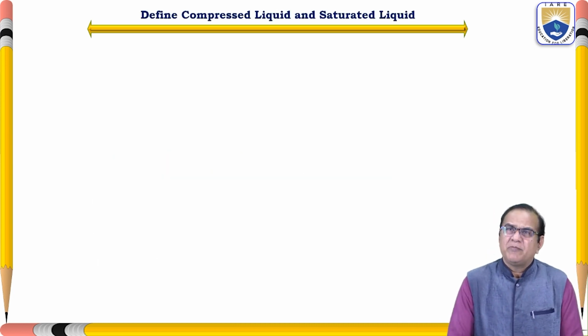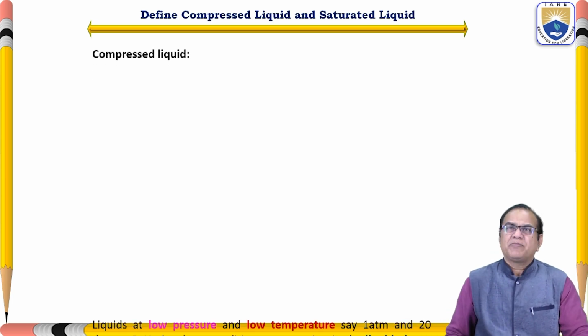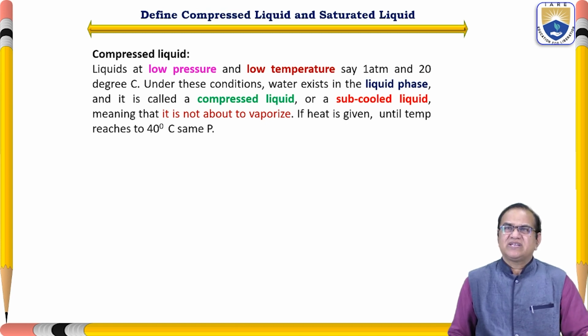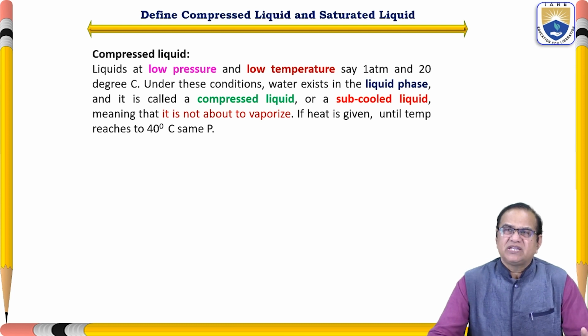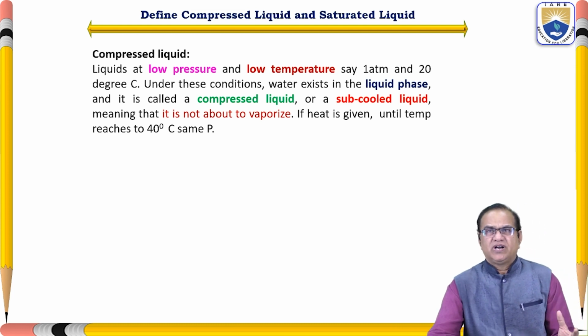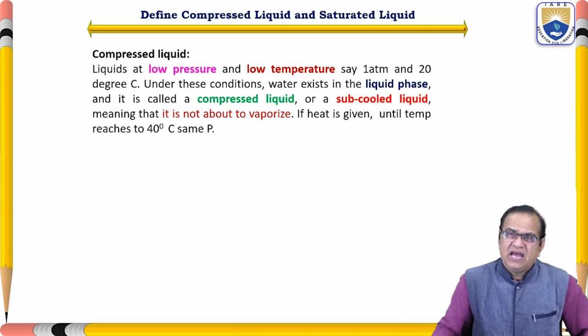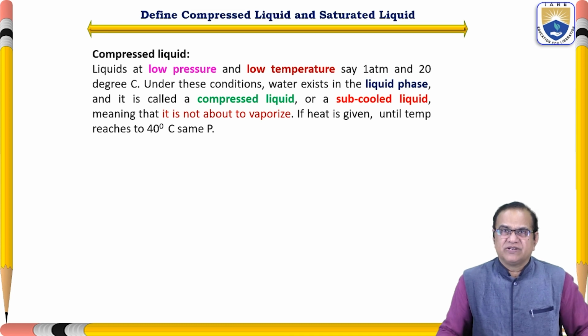Now define the compressed liquid and the saturated liquid. So what is the compressed liquid? Liquid at a low pressure and low temperature, say at atmospheric 1 and 20 degrees centigrade. Under these conditions, water exists in the liquid phase and it is called the compressed liquid. So if the temperature and the pressure are at atmospheric, you put the water, the water is in the pure liquid state, and this is called the compressed liquid or a subcooled liquid, meaning that it is not about to vaporize.